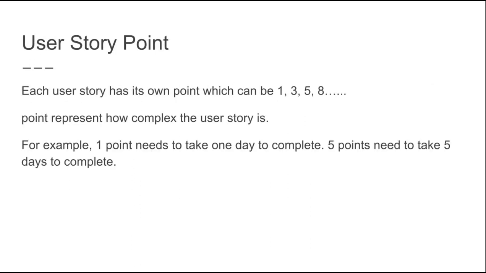Next, I will talk about the user story point. Each user story has its own point, which can be 1, 3, 5, 8, and so on. The point represents how complex the user story is. For example, 1 point needs 1 day to complete, and 5 points need 5 days to complete.